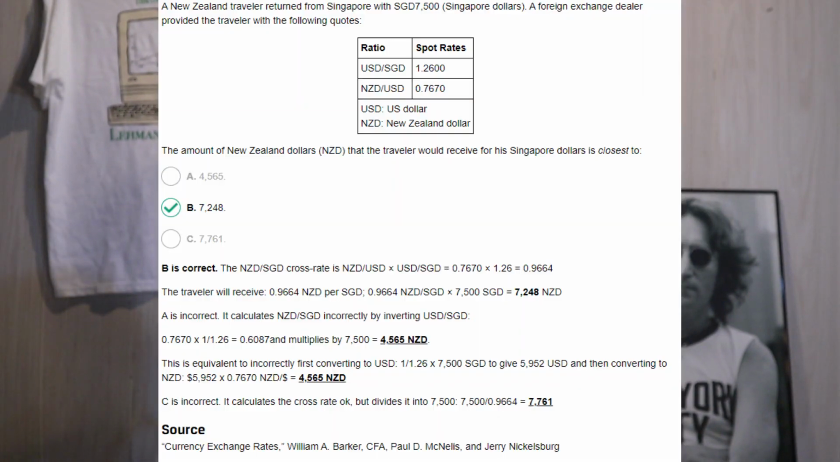Next is a currency exchange question. They're not super common on level 1, but they're very common on the level 2 content, and I never really enjoyed doing these. This particular question is sort of one-dimensional though, so as long as you know which currency to divide by the other, you can do the math to figure this one out.